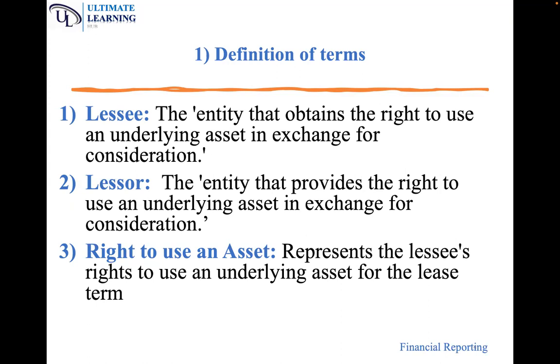Lessor, which is the second definition, is the entity that provides the right to use an asset in exchange for consideration. It's like the seller. The lessor is like the seller. The lessee is the person receiving the asset. The lessor is the party giving out the asset. What is right to use an asset? It represents the lessee's right to use an underlying asset for a lease term. So the right to use an asset for a certain period of time.